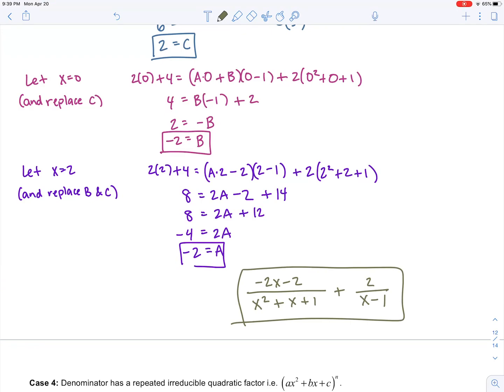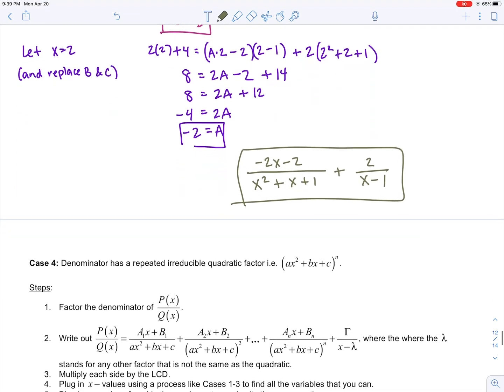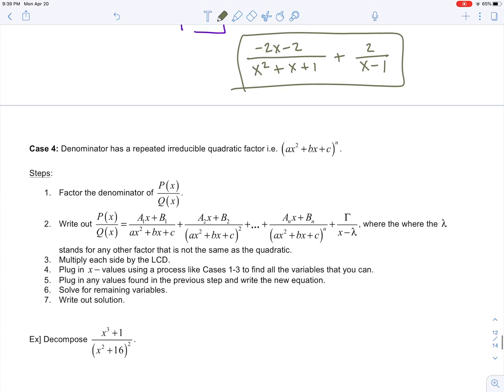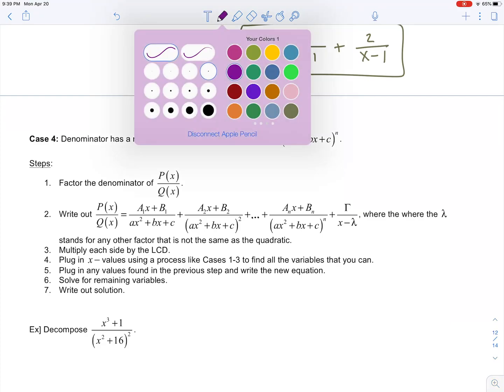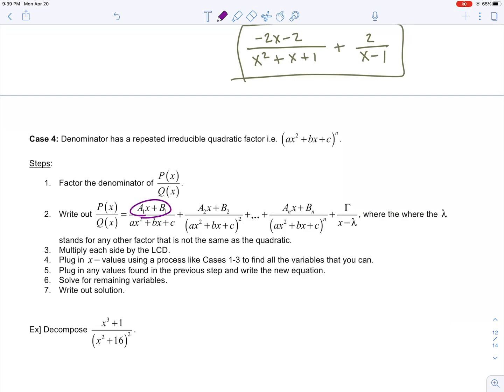And that would be the answer. That is the decomposed form. We do have one more case we're going to look at, and that is what if that irreducible quadratic factor had been repeated. So this is the most complicated version that we'll be looking at in this class. It is very similar to the case with the repeated linear factors, but the one thing that is different is that, of course, the numerators are linear, and then you see that repetition down here in the denominator.